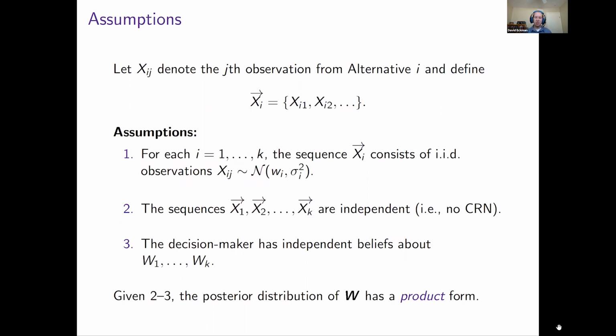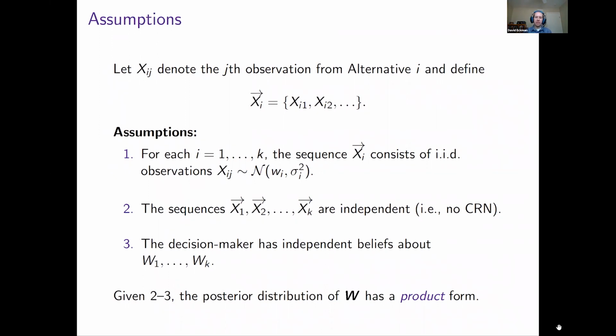So I'll introduce just a bit more notation here and put the assumptions up front that lead to the results in these slides. For a given alternative I, one is generating simulation replications whose outputs are denoted by X_ij. So for the jth replication or jth observation, X_ij is that for alternative I. I'll let X_i with an arrow over it just be the sequence of outputs from simulating alternative I.